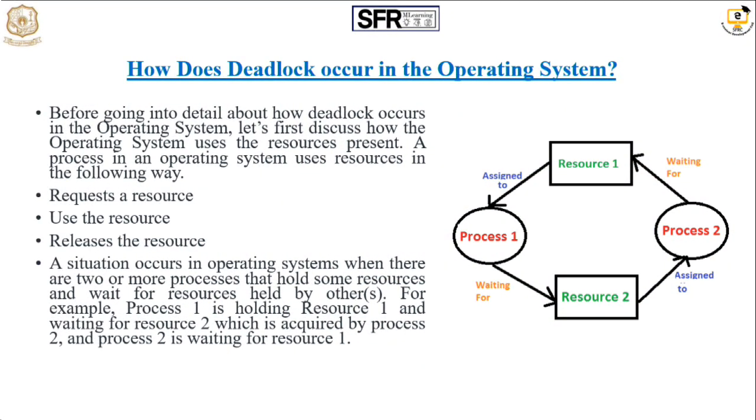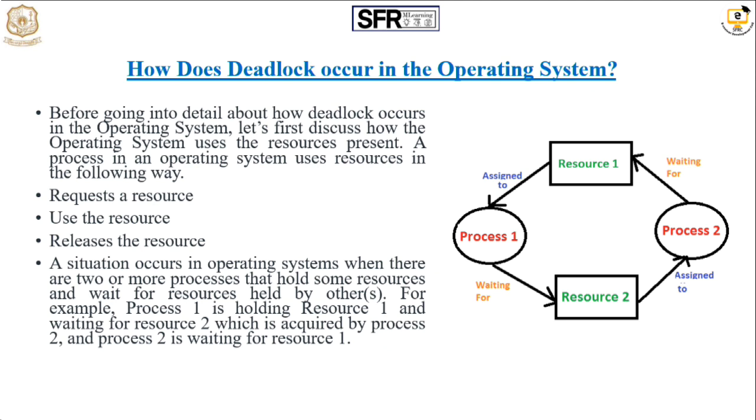Next, how does deadlock occur in the operating system? Before going into detail about how deadlock occurs in the operating system, let us first discuss how the operating system uses the resources present. A process in an operating system uses resources in the following way: first, request a resource, then use the resource, then release the resource.